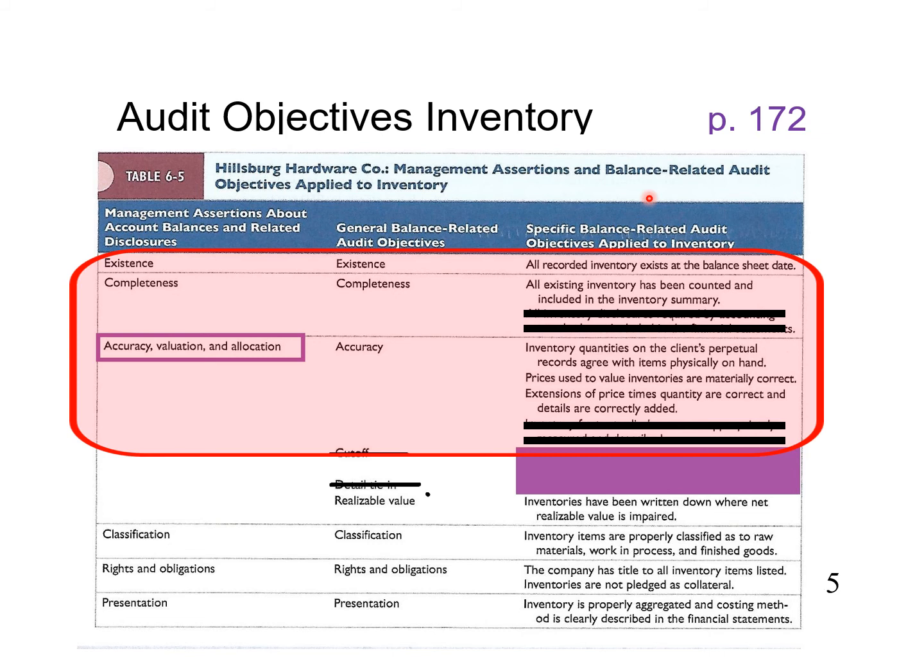Accuracy, valuation, and allocation. Inventory quantities on the perpetual records agree with the items physically on hand. Prices used to value inventory are correct. The extension of price times quantity is correct.